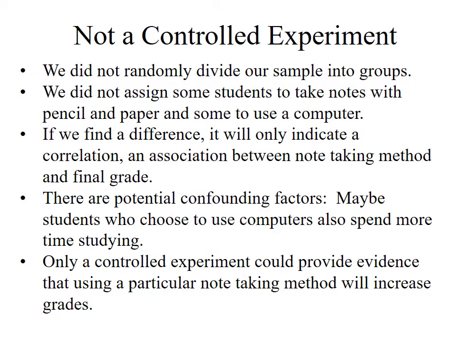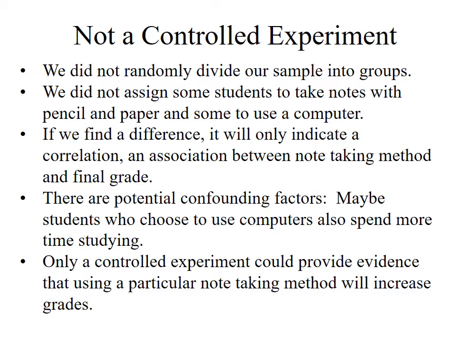First question, is this a controlled experiment? This is not a controlled experiment because we didn't randomly divide our sample into groups and treat them differently. We did not assign which students are going to take notes with pencil and paper and which students are going to take notes on the computer. We didn't tell them that. They made their own choices, and then we just measured the results. So as a result, this is a survey type of study. This is an observational study. This is not a controlled experiment.